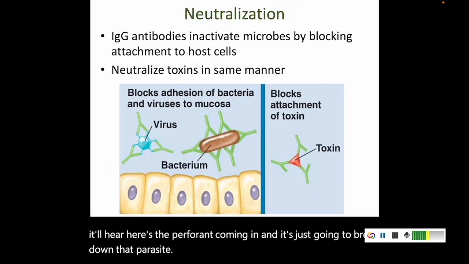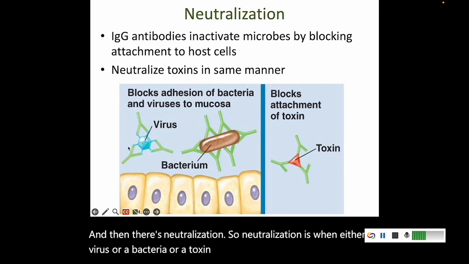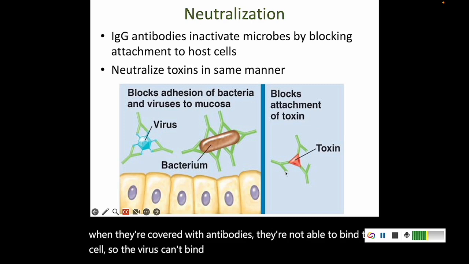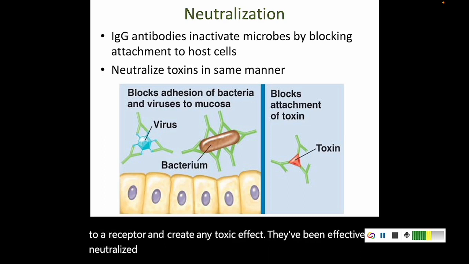And then there's neutralization. Neutralization is when a virus or a bacteria or a toxin is just covered with antibodies. When they're covered with antibodies, they're not able to bind to a cell. So the virus can't bind to a cell and get in. The toxin can't bind to a receptor and create any toxic effect. They've been effectively neutralized. Even though they're still there, they can't do anything.